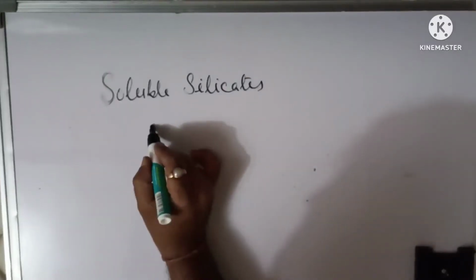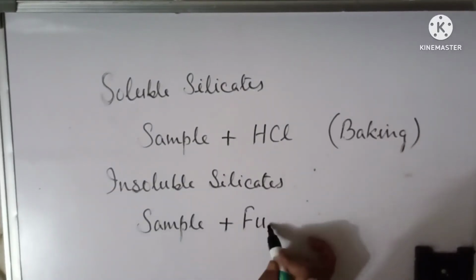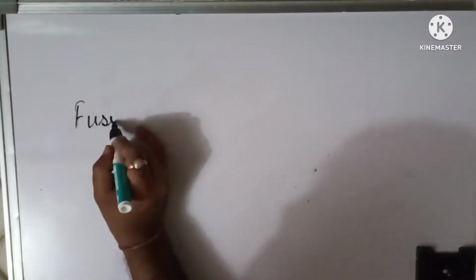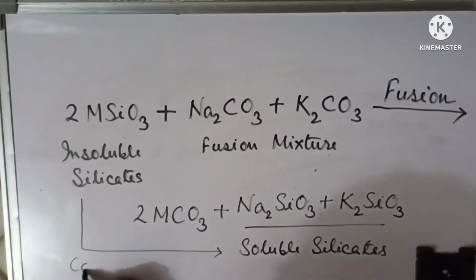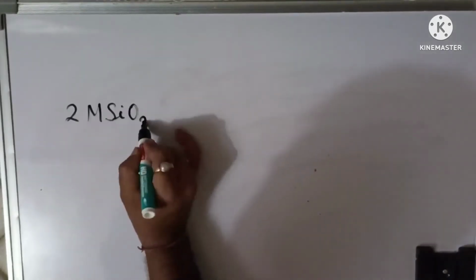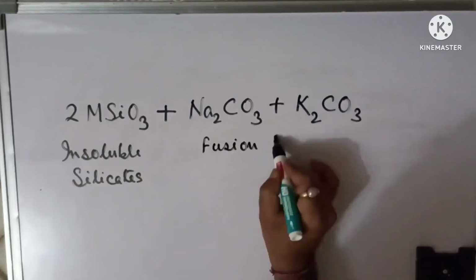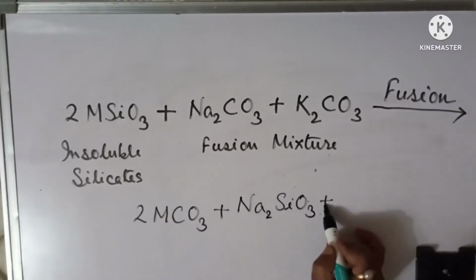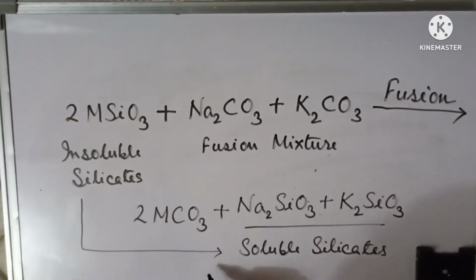Now, unlike soluble silicate, analysis of insoluble silicates contained in any unburnt material like shell, clay or fly ash is started with fusion. 0.5 gram of sample is fused with fusion mixture, which contains equal proportion of sodium carbonate and potassium carbonate. This fusion is done in order to convert insoluble silicates into soluble silicates. During fusion, insoluble silicate MSiO3 reacts with sodium carbonate and potassium carbonate in the fusion mixture and produces sodium silicate and potassium silicate. Now this sodium silicate and potassium silicate are soluble silicates. Thus we can see that during fusion, conversion of insoluble silicates to soluble silicates is done.